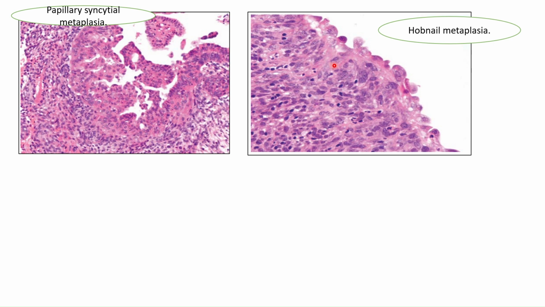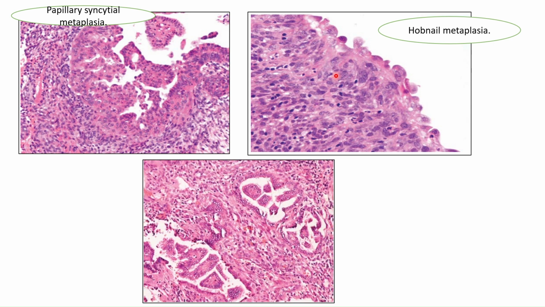This is hormonal metaplasia. In this slide, we can see a few glands showing intraluminal papillary tufts, and these papillary tufts have a fibrovascular core in the center. So this is called papillary proliferation of the endometrium.